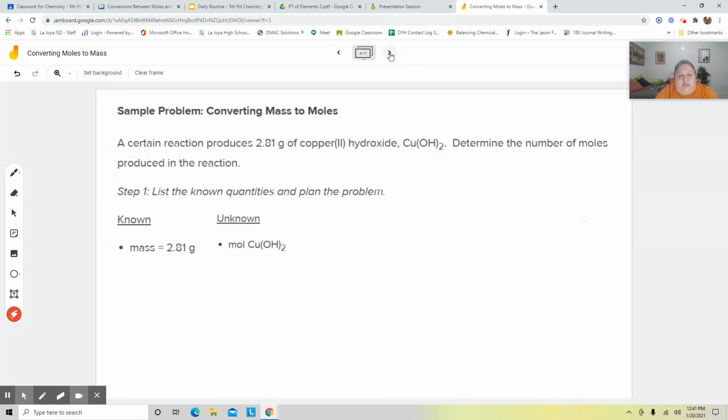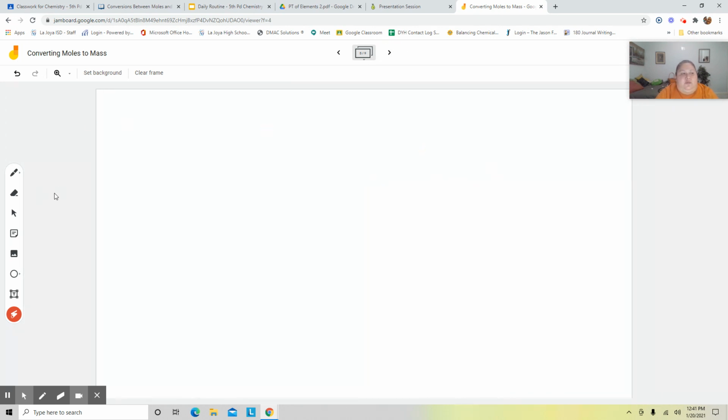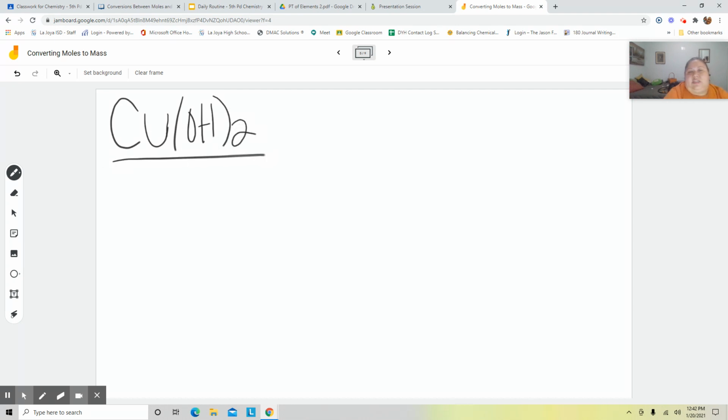So look at this. I already have everything ready here. I have a blank page so that we can do molar mass. So my compound is copper 2 hydroxide, right? So I got Cu(OH)2. So let's review molar mass for those of you who weren't here yesterday. You always make a list of your elements, right? Cu, O, and H.